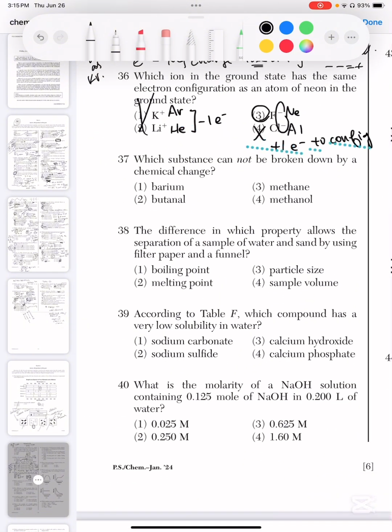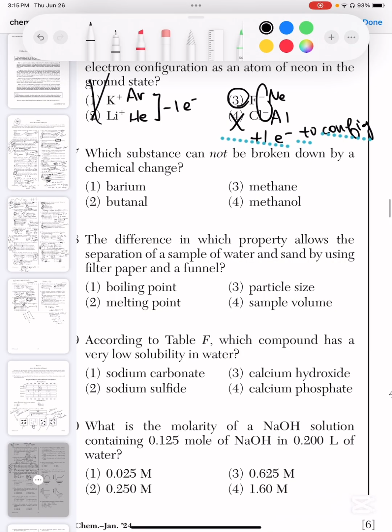This one asks about which... okay, so this is an aldehyde compound.